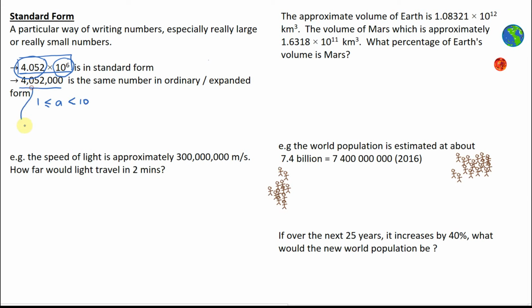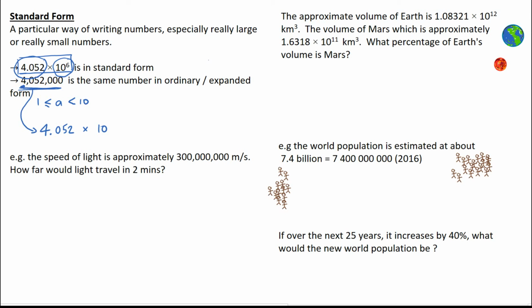So if you look at the ordinary form of that number, what you do is you find the first non-zero digit, which is 4. And so you write 4 and then just place a decimal point to the right and then write all the rest of the digits. So we need to include that 0 there. And then we work out what power of 10 we need to multiply 4.052 by in order to get back our original number.